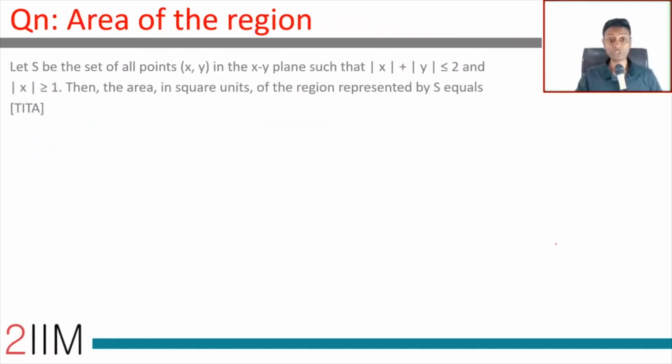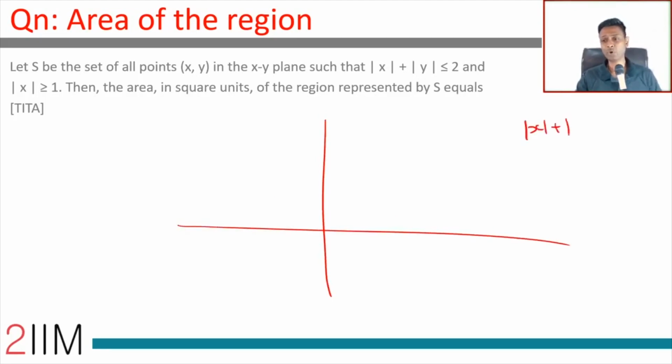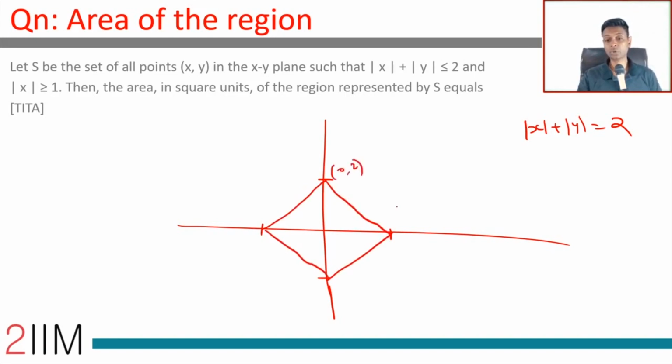Let S be the set of all points x, y in the xy plane such that mod x plus mod y is less than or equal to 2. Wonderful. Mod x plus mod y less than or equal to 2. I know this shape, mod x plus mod y equal to 2. Put x equal to 0, y has to be plus 2 or minus 2. Put y equal to 0, x is plus 2 or minus 2. This region is bounded by straight lines. Zero comma 2, 2 comma 0, 0 comma minus 2, minus 2 comma 0.